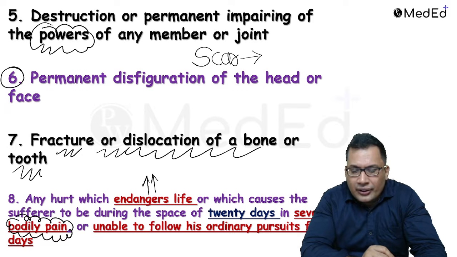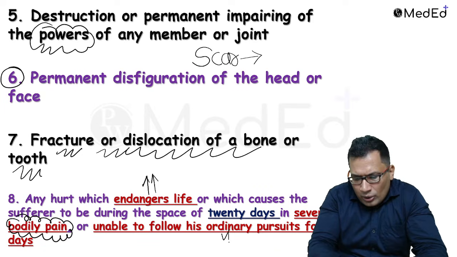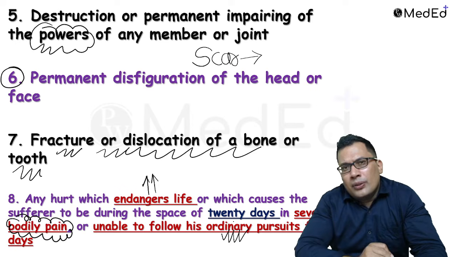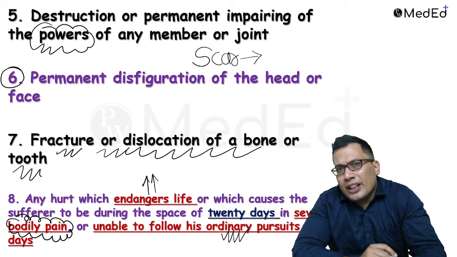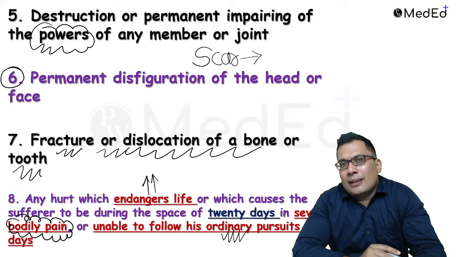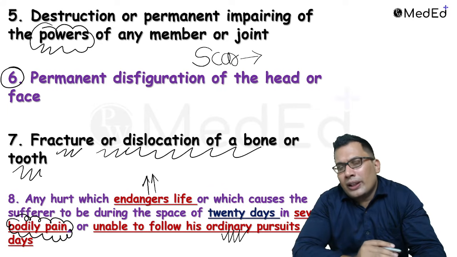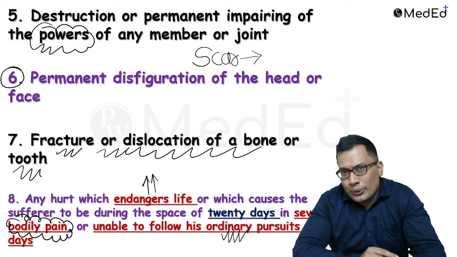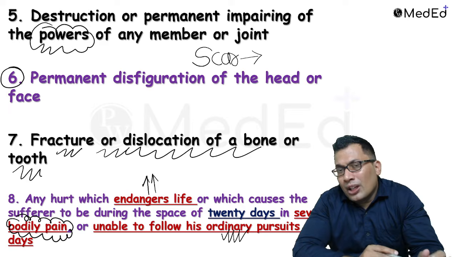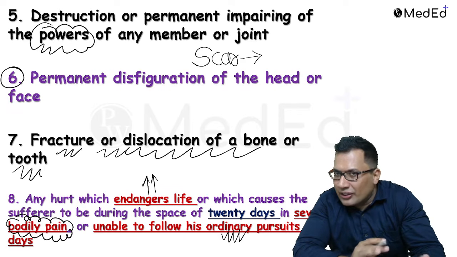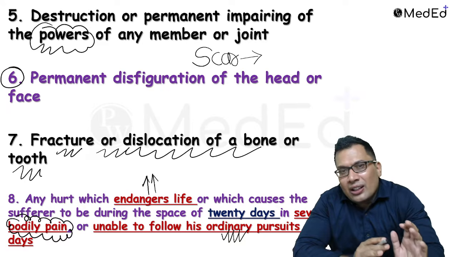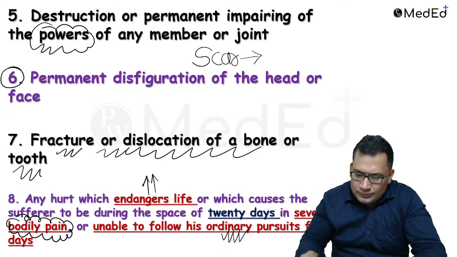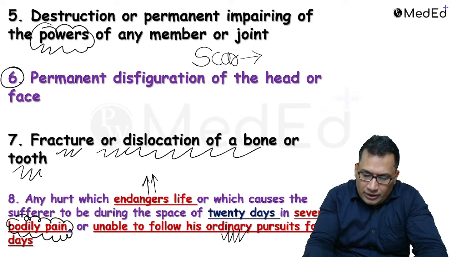Here, remember ordinary pursuit. What do you mean by ordinary pursuit? Ordinary pursuit means day-to-day activities. Example, going to toilet, having breakfast, having food, taking bath. All these are ordinary pursuit. Remember, not going to work, not being able to work for about 20 days, it is not a grievous hurt. The word is ordinary pursuit, for about 20 days.